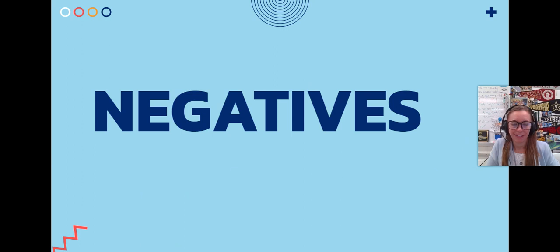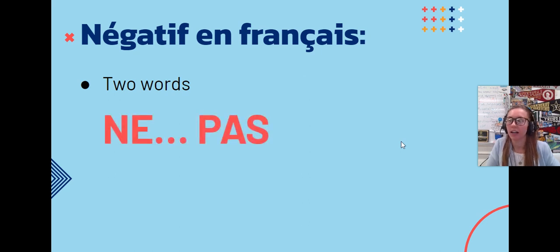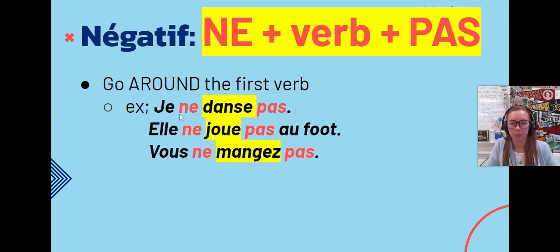We're going to get a little preview on how to make a sentence negative. There are two words to do a negative in French instead of not in English, like I do not play baseball. We need a ne and we need a pas. There's a reason there's a dot, dot, dot. It's because our formula is ne plus the verb plus pas. So, for example, je ne danse pas. Elle ne joue pas au foot.